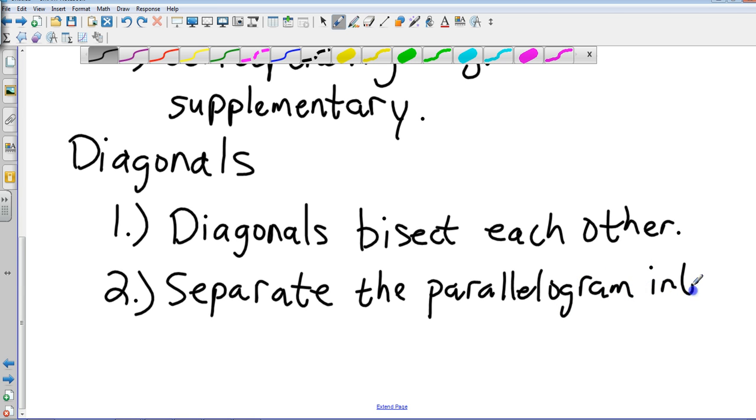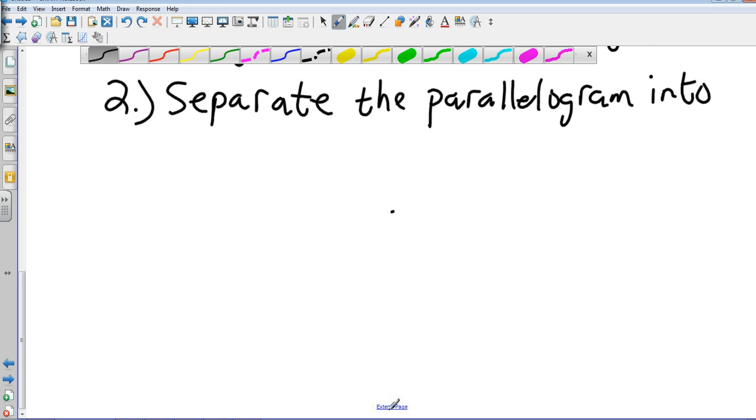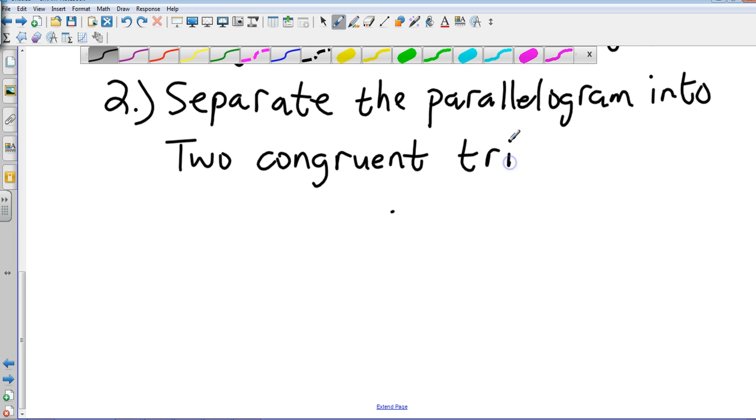Into... you mean extend, there we go, into two congruent triangles. Okay, so diagonals bisect each other, and they cut the parallelogram into two congruent triangles. All right?